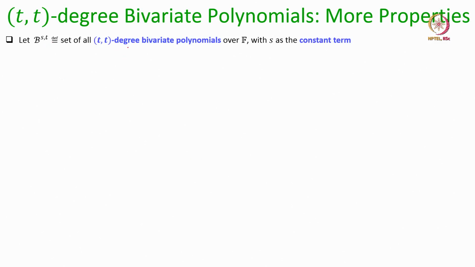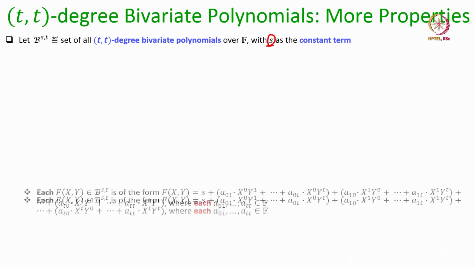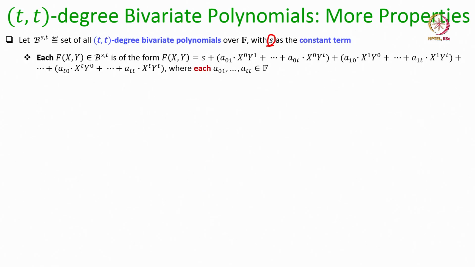Imagine you are given a field and I take a value s. I want to find all bivariate polynomials of degree t in variables x and y, where there is no restriction on the coefficients except that the constant term should be this value s. So, I am fixing the value s as the constant term of the bivariate polynomial, and all other coefficients could be any element from the field.